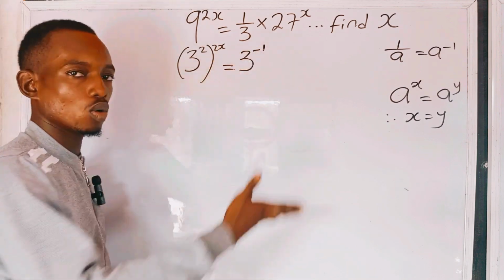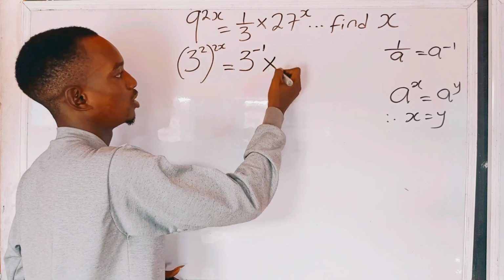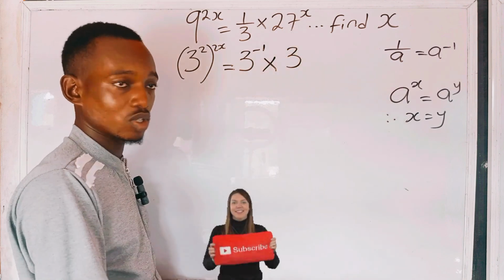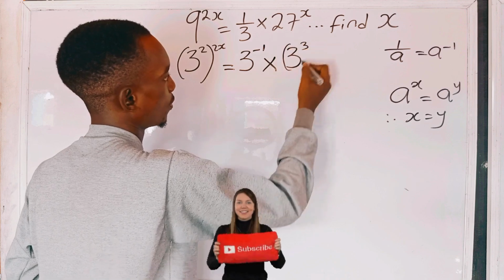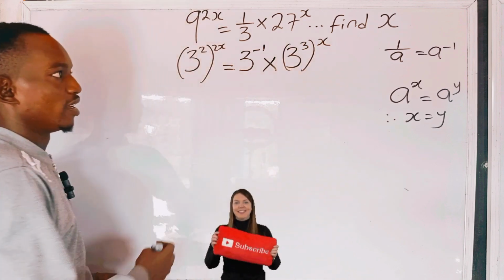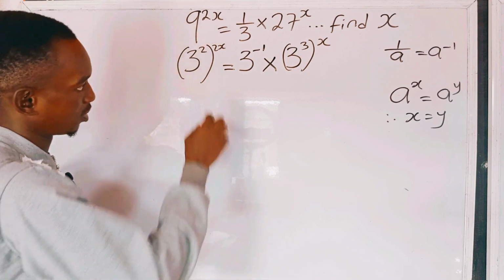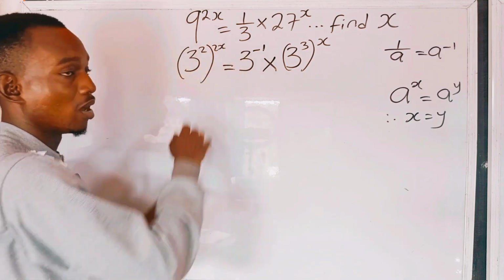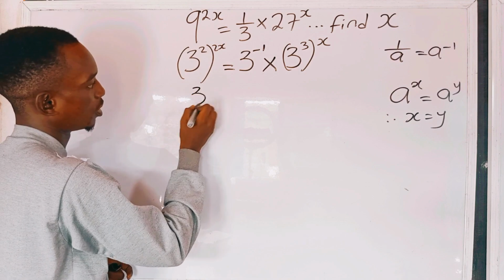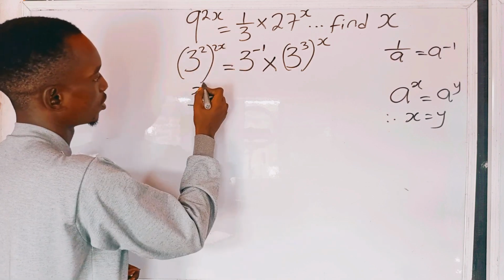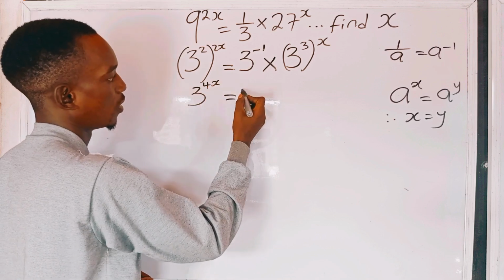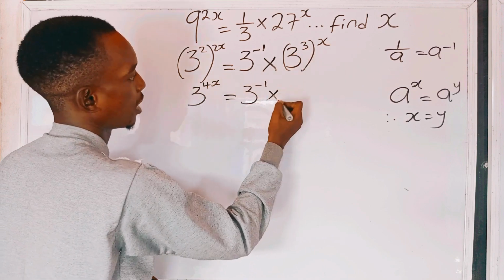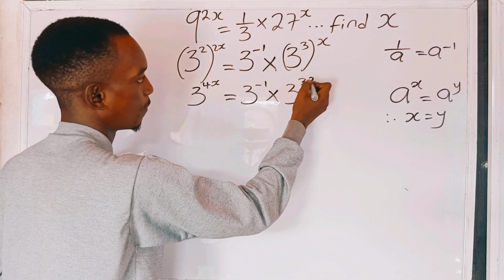That's a law of indices. Then times 27, which can also be expressed as a power of 3 because 3 times 3 times 3 gives us 27. So that's 3 cubed, all to the power of x. Another law of indices we apply here is the power of a power. We're going to multiply, not add, please. So here we're going to be left with 3 to the power of 2 times 2x, which gives us 4x, equals 3 to the power of negative 1. I'm not doing anything here yet. I want to simplify this first. Times 3 to the power of 3 times x, which gives us 3x.